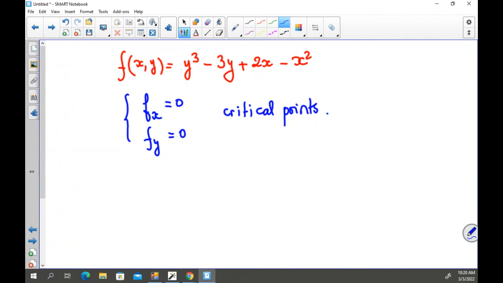What happened to the 0? Put it equal to 0. So each one. There are two equations, basically. You will see two equations. You need to solve them. What are x and y which satisfy these two equations? So fx. What is fx here?